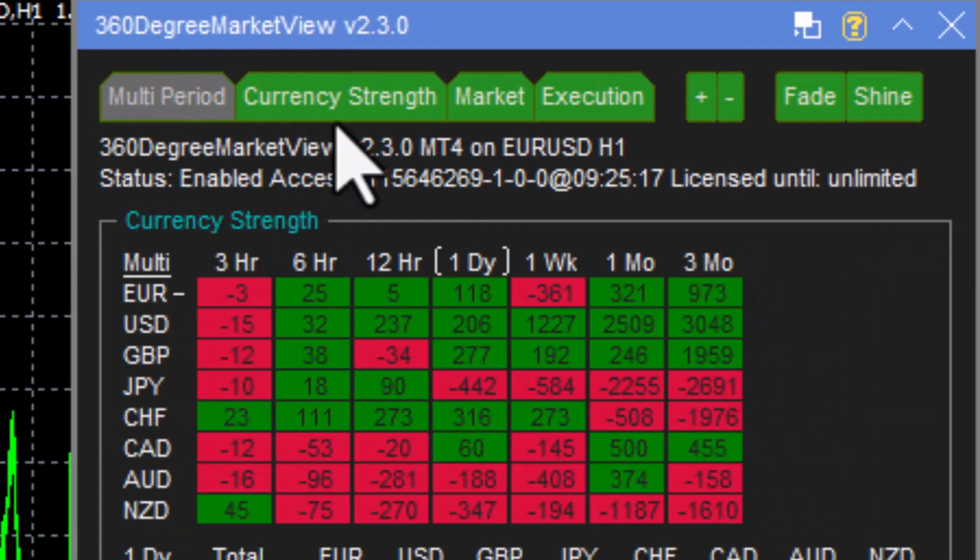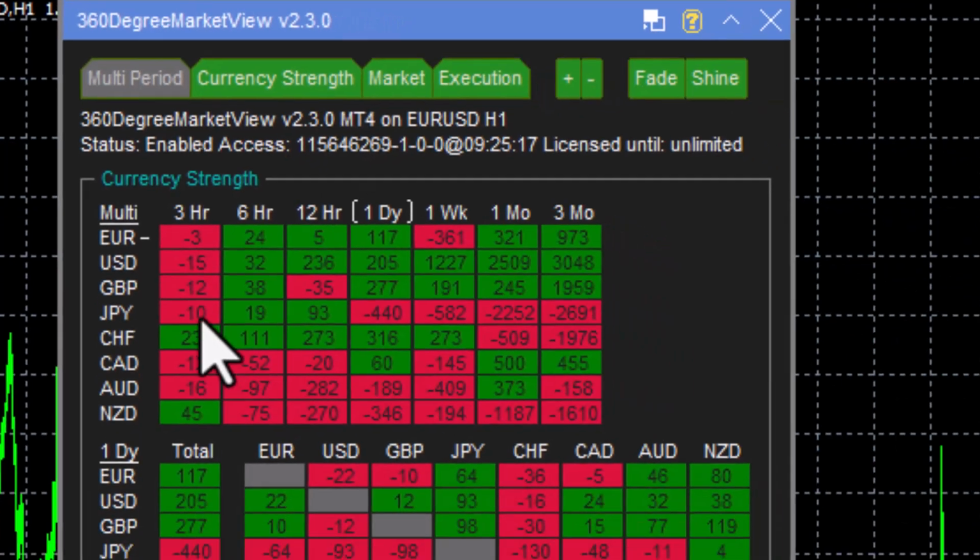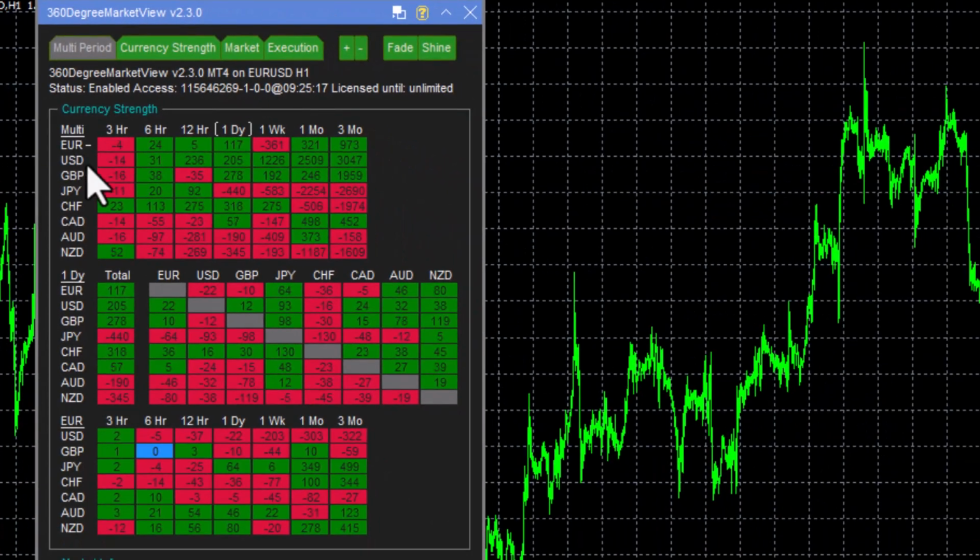The other thing that this tool shows is if you don't want to look at the multi-period, you can get currency strength. So what it does, it compares the strength of each currency, not a currency cross. A cross is the Euro USD. A currency is the euro on its own.